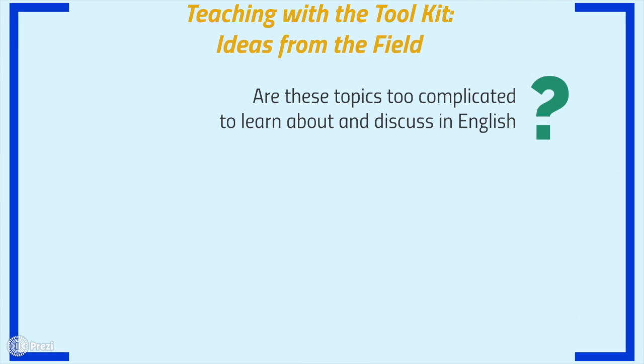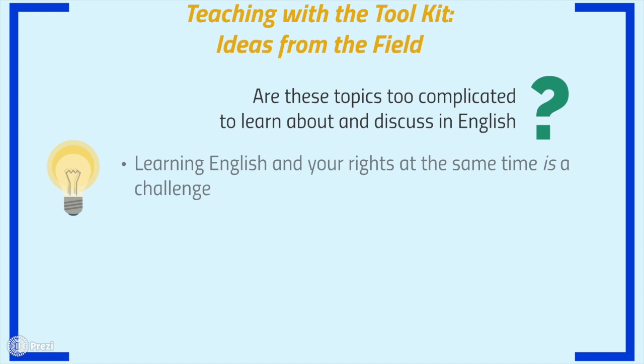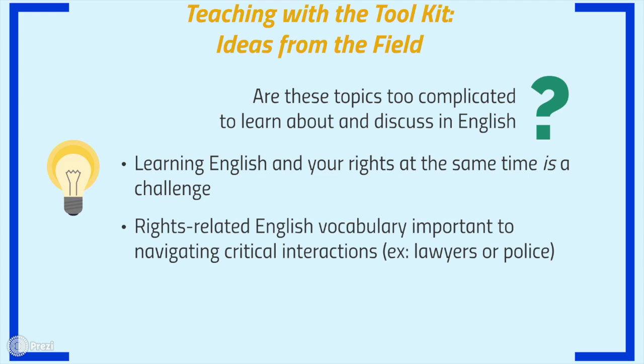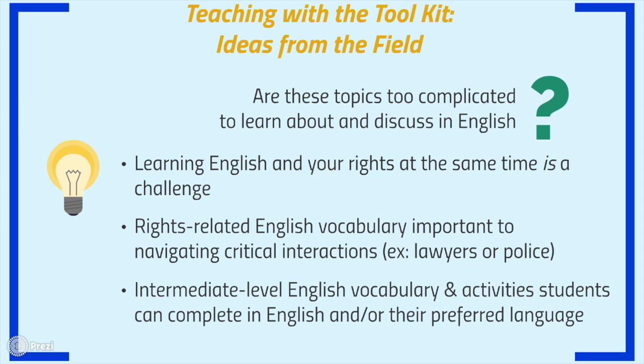Some teachers we've worked with have wondered, are these topics too complicated to learn about and discuss in English? It's true that learning English and one's rights at the same time can be challenging. At the same time, learning rights-related English vocabulary and talking points is critical for navigating important social interactions that can happen to anyone, like conversations with the police. It's information we all need, and many students are motivated to learn. To help facilitate this learning, each lesson includes intermediate to advanced level vocabulary to support these types of conversations and activities students can complete in English and/or their preferred language.